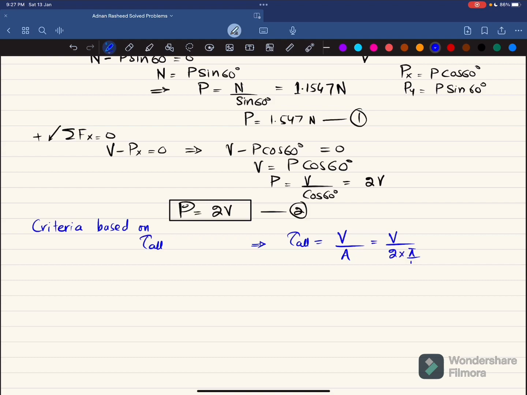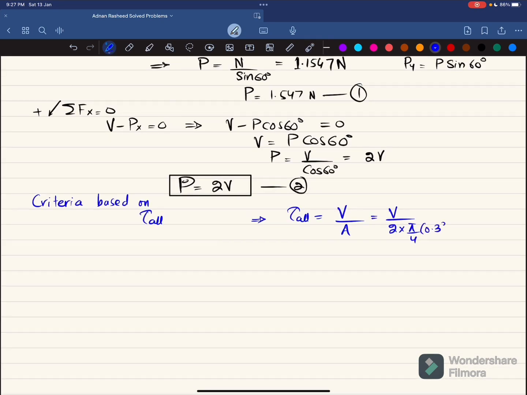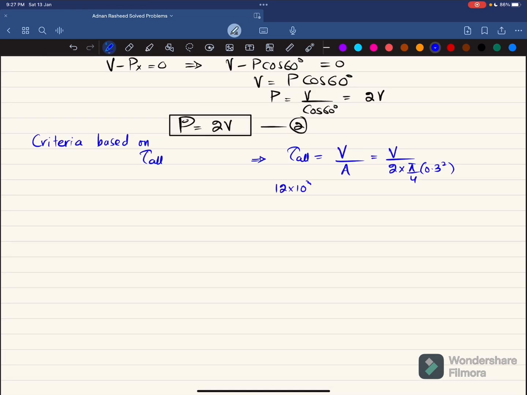So 2 multiplied by pi by 4, the diameter of the bolt is given as 0.3 inch, so I will write 0.3 square. And the allowable shearing stress for the bolt is 12 ksi, so I will write 12 into 10 to the power 3 is equal to V divided by 2, pi by 4 into 0.3 square. Cancelling, we get pi by 2 into 0.3 square. From here V is equal to 12 multiplied by 10 to the power 3 multiplied by pi by 2 into 0.3 square, and you will get the shear force as 1.696 kip.